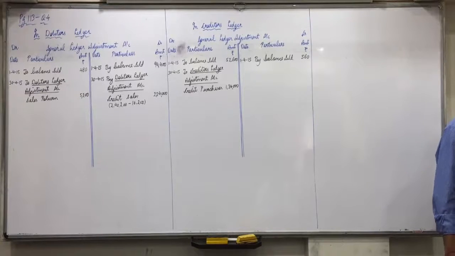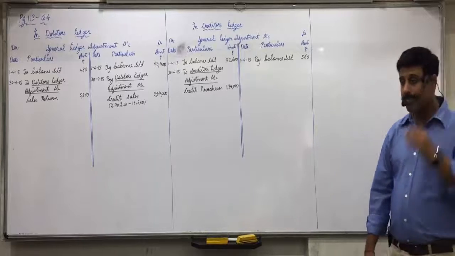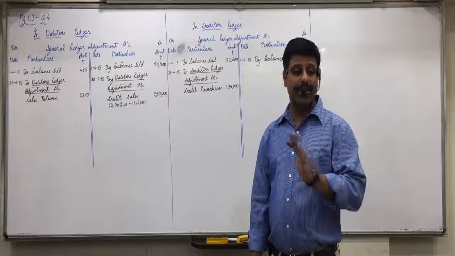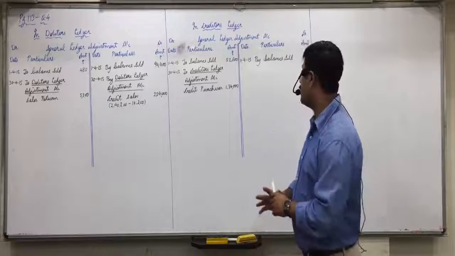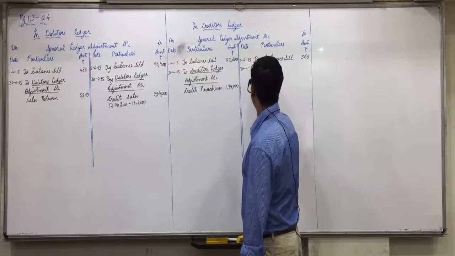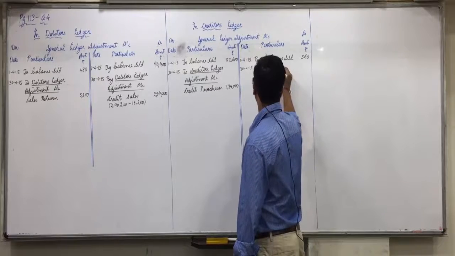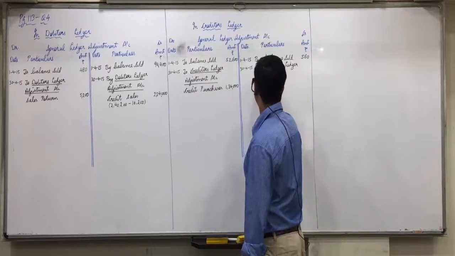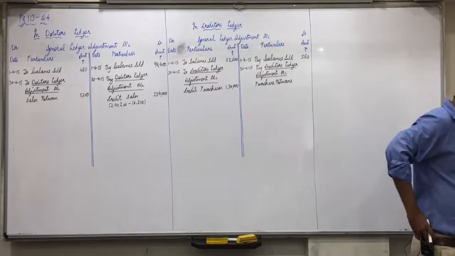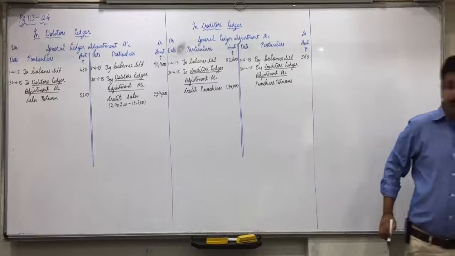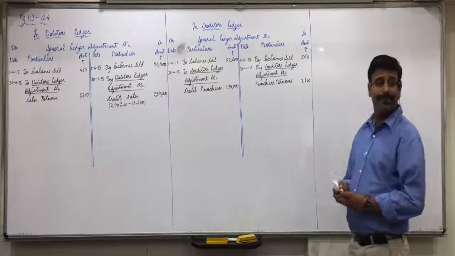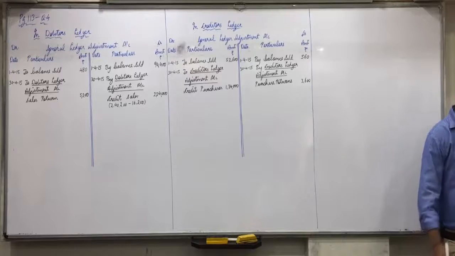Now tell me, for purchase return, what is the journal entry? Creditors to purchase return. We'll see from the purchase return point of view. To purchase return means general ledger adjustment account on the credit side. By creditors ledger adjustment account, purchase returns 3,600. Now all the 4 headings are given. Now we just have to record it. All are clear with this?